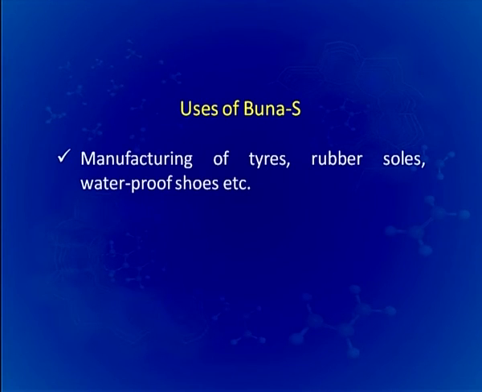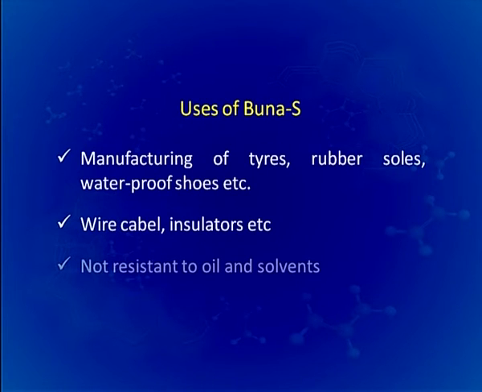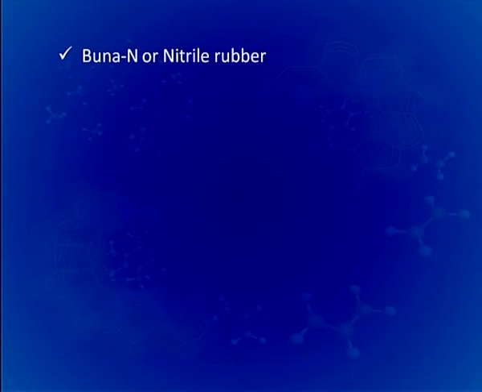BUNA-S is also very important from the commercial point of view, as it is used for the manufacture of tires, rubber soles, and waterproof shoes. It is also used for the production of wires, cables and insulators, but it is not resistant to oil and solvents. BUNA-N is another important polymer obtained from 1,3-butadiene.